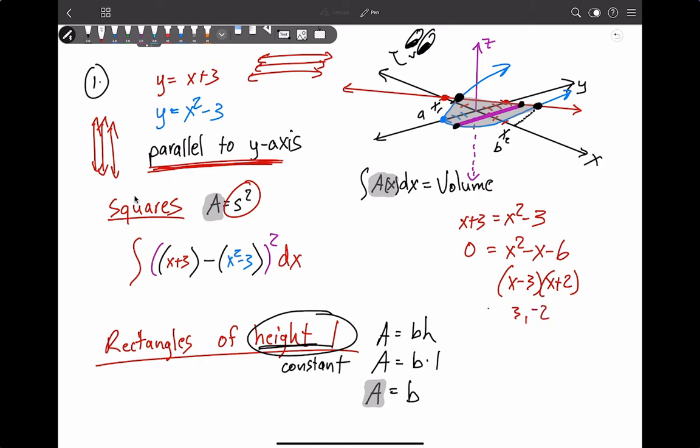Okay. So negative 2 is this one right here for a. That's the x value. And positive 3 is my upper bound. So let me go ahead and write that in my integral equation. And then now I can say what it actually equals as far as an answer is concerned.